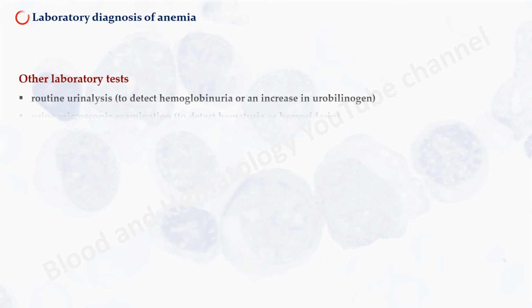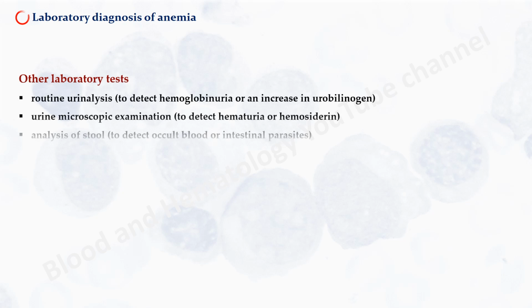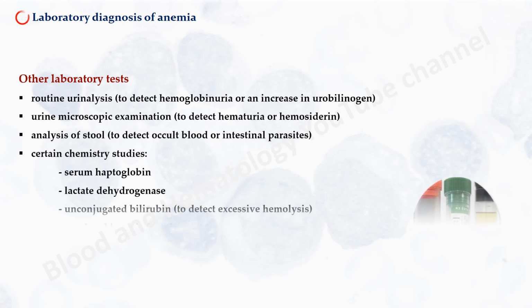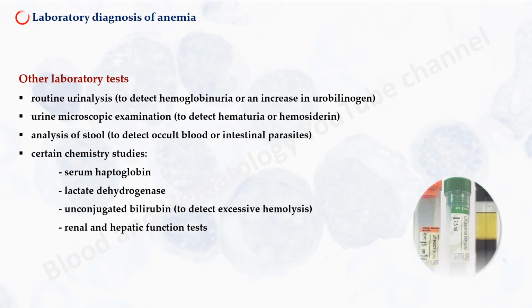Other laboratory tests that can assist in establishing the cause of anemia include routine urinalysis with a microscopic examination, and analysis of stool. Also, certain chemistry studies are very useful, such as serum haptoglobin, lactate dehydrogenase, unconjugated bilirubin, and renal and hepatic function tests.